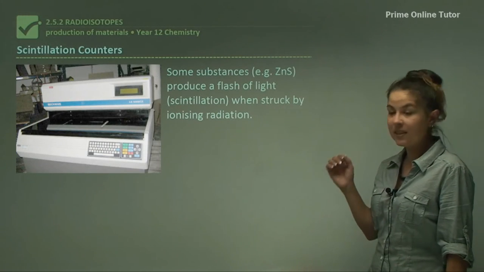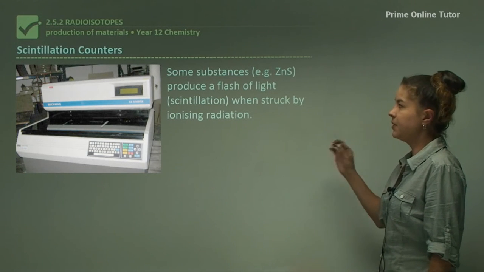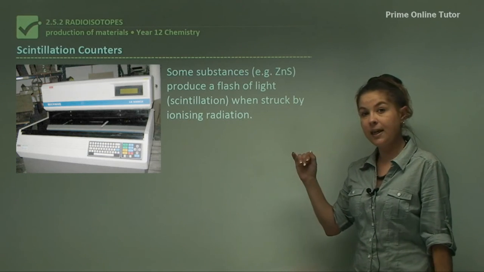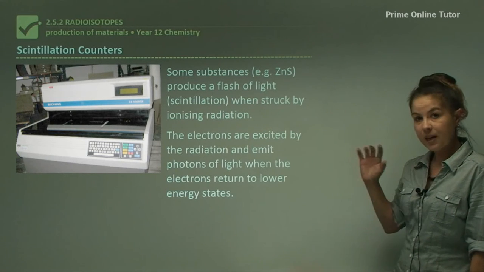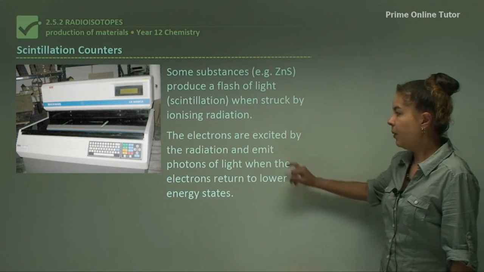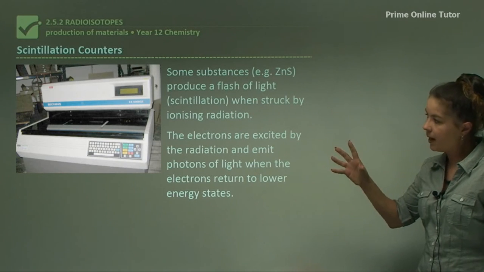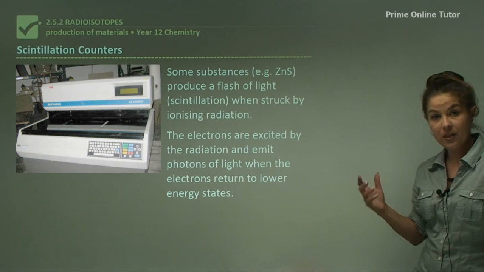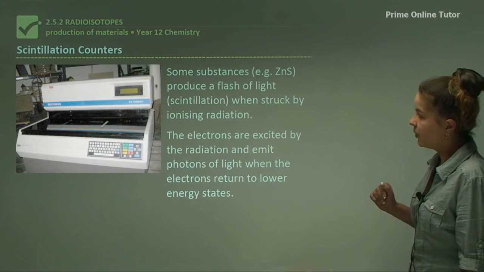And finally, scintillation counters are another way we can measure radiation. So some substances, such as zinc sulfide, will actually produce a flash of light, or a scintillation, when struck by ionising radiation. So what's happening here is the electrons are excited, so they jump up a level by the radiation, and when they come back down, they'll emit a photon, and so there'll be a flash. And by using a machine like that one there, which is quite modern, you can actually measure how many flashes, as to how much radiation is going on.